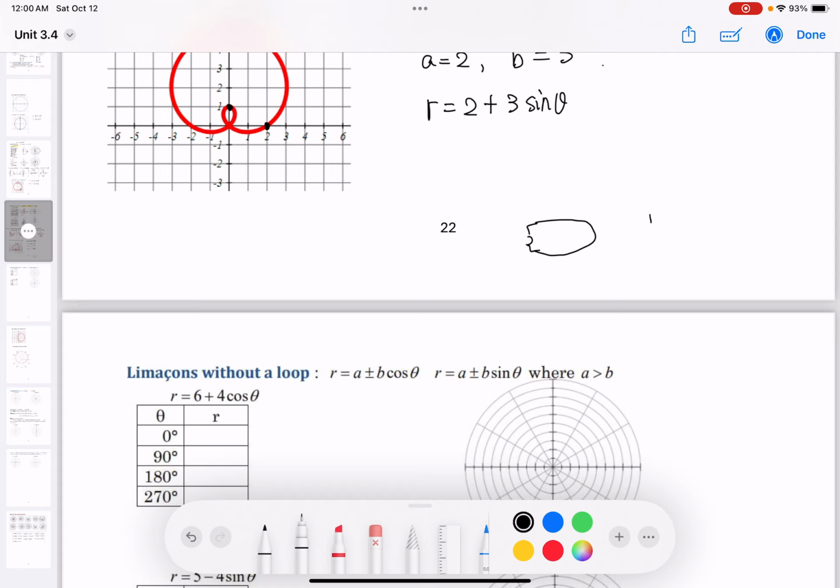That means I'm making my, so before it's a heart shape. Now I don't suck this side, pull this side very hard. I'm going to make a dimple on the limaçon. So I'm going to have a shape like this. I'm not pulling too hard to make a heart or make a loop. So this is just a small dent or a small dimple. We call this limaçon without a loop a dimple limaçon.